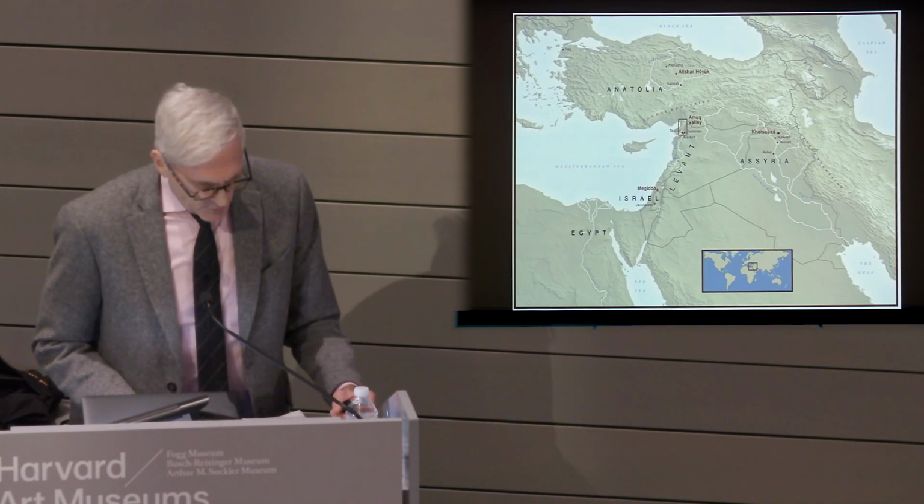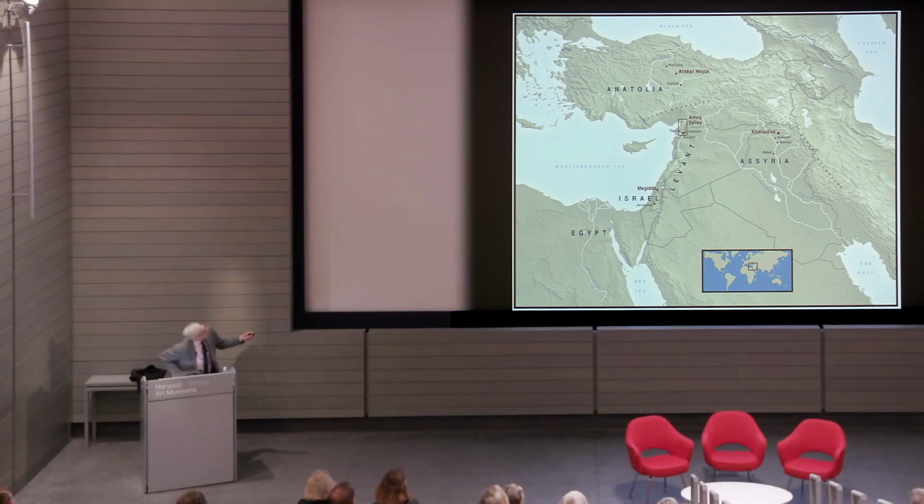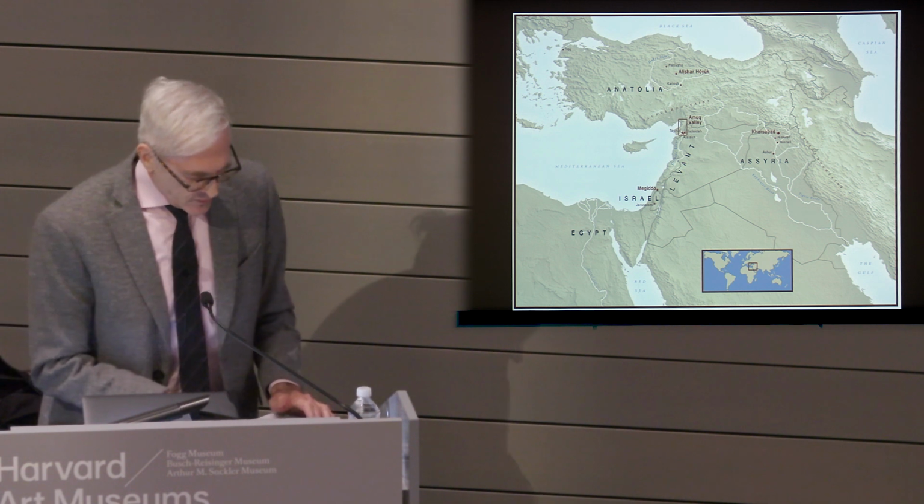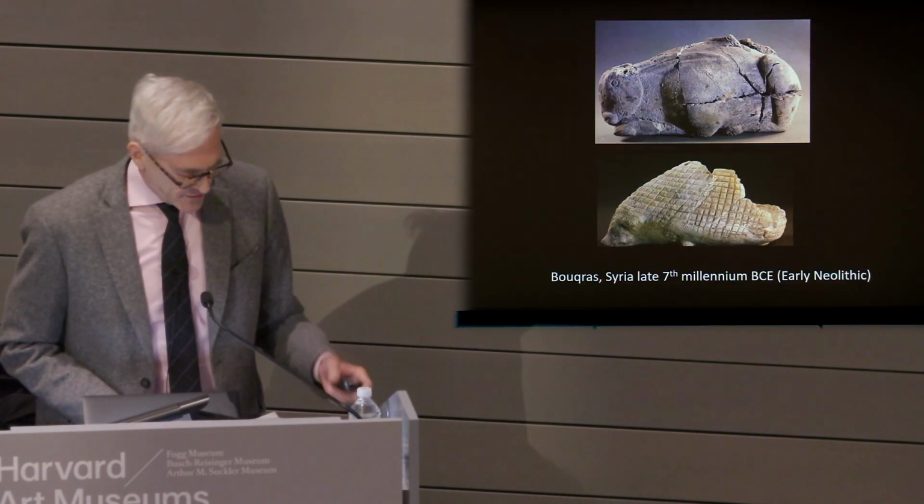Let's start at the beginning, with the site of Bukras, near the Euphrates River in Syria. Oh, I'm not even going to try pointing it out. Where perhaps the earliest cluster of zoomorphic vessels has been found.